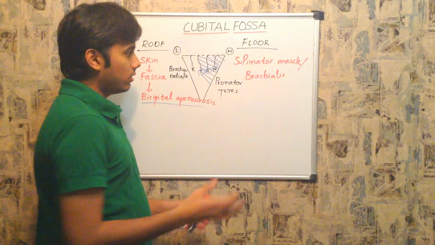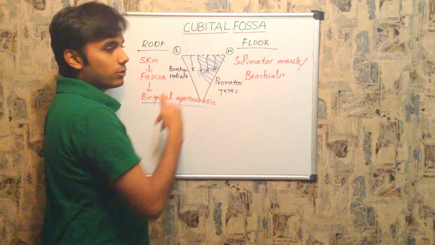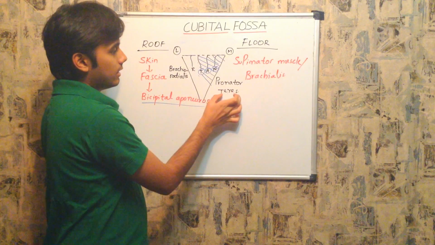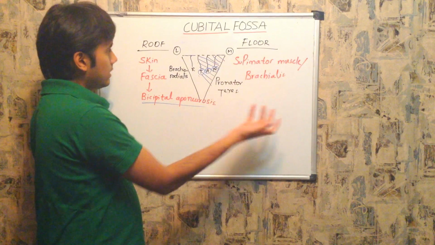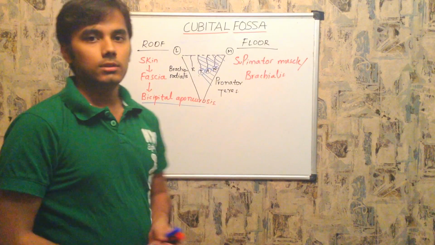So in the exams they are going to ask you what are the structures present in the cubital fossa, what are the borders of the cubital fossa, what are the muscles that are lining the borders, what are the structures that form the roof, and what are the structures that form the floor. So this is about the cubital fossa.